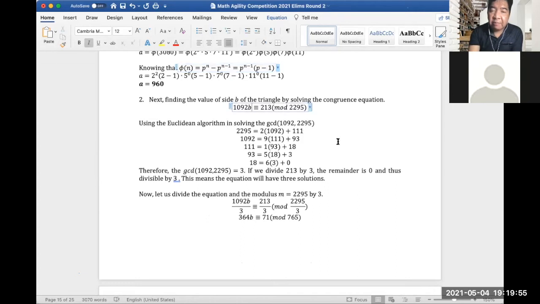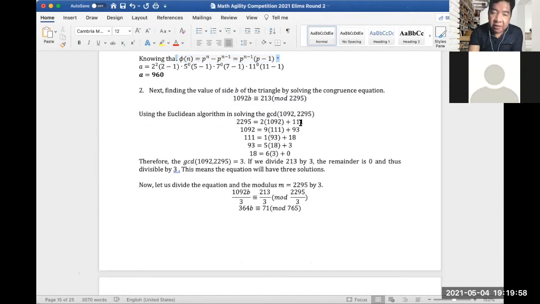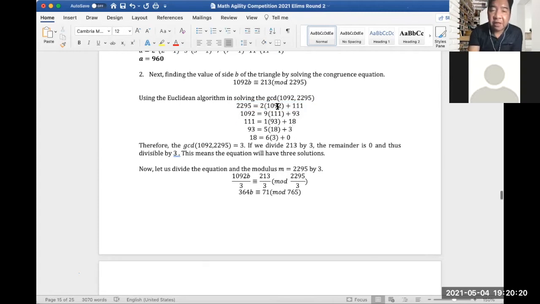1092 and 2295. We're going to write this 2295 on the left-hand side of the equation, and we'll think of the multiples of 2295 in terms of 1092. We find out that there would be 2 times 1092 plus 111 to have 2295. So there is a pattern: whatever you used here would be the value of your left-hand side of the next equation. And 111 can be used here.